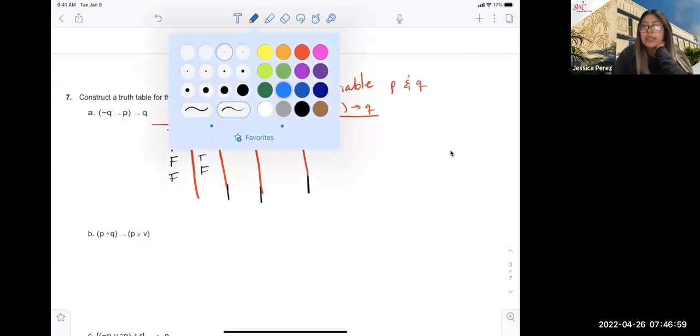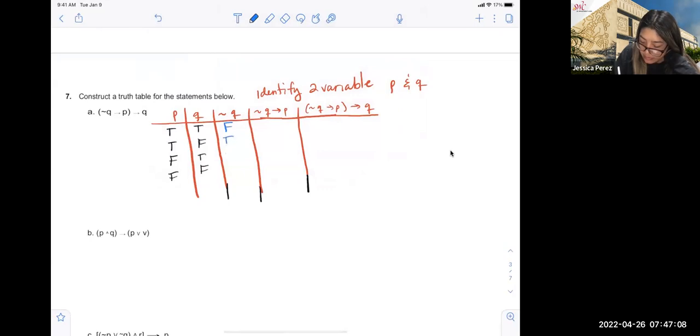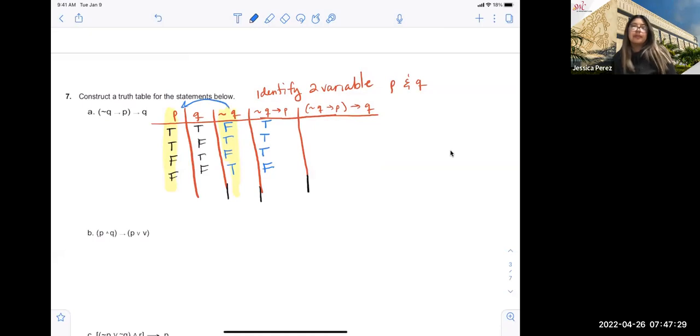This squiggly line means you're negating Q. So negating Q would be the opposite. So it'd be false, true, false, true. Now you're looking at this column, the not Q implies P. So you're going backwards. Remember, now you're going this direction. Now your antecedent is your not Q. So F implies T, that's T. T implies T, that's T. F implies F is T, and then T implies F, that's F.